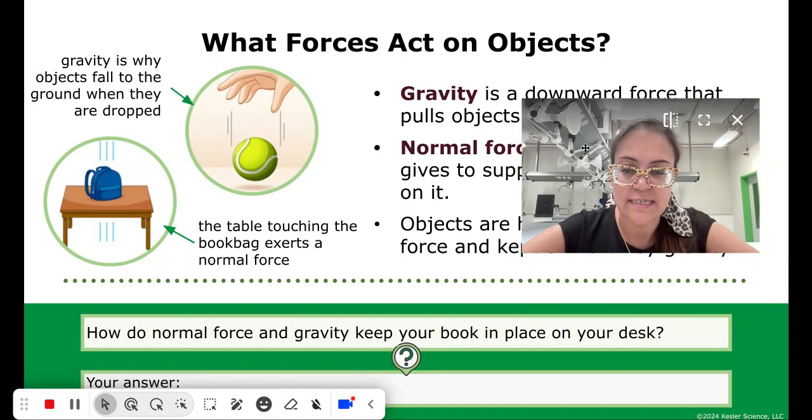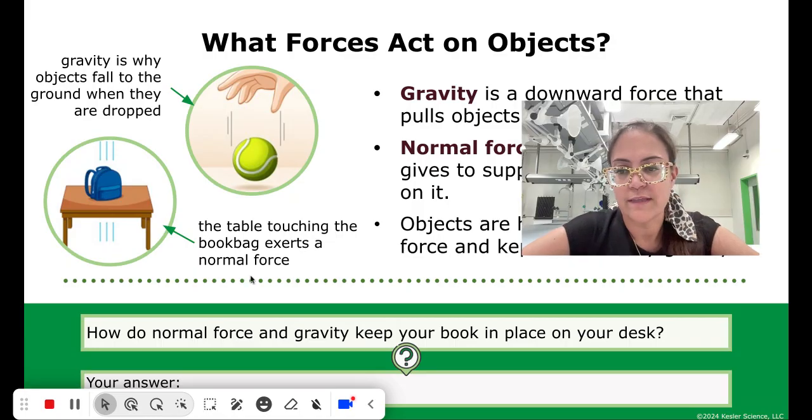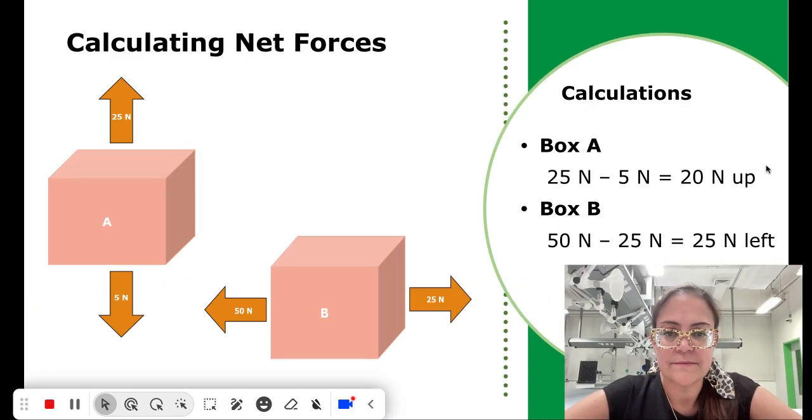Let's look at what this question says. How do normal force and gravity keep your book in place on your desk? What do you think? It's very similar to the backpack, just with a book instead. All right, let's see what's next.